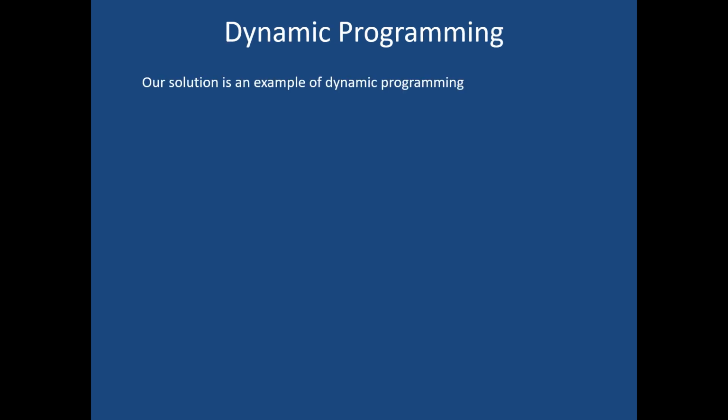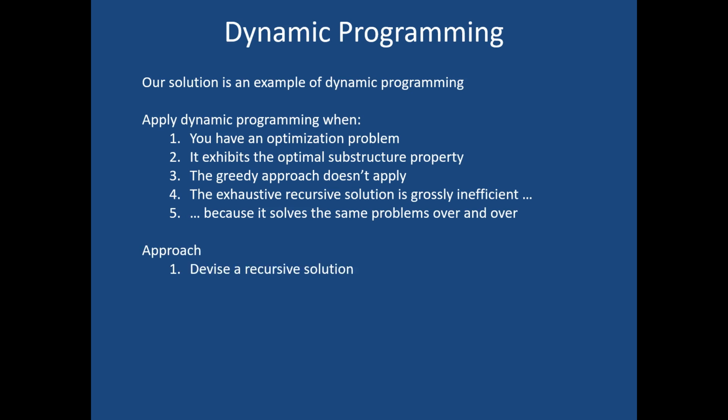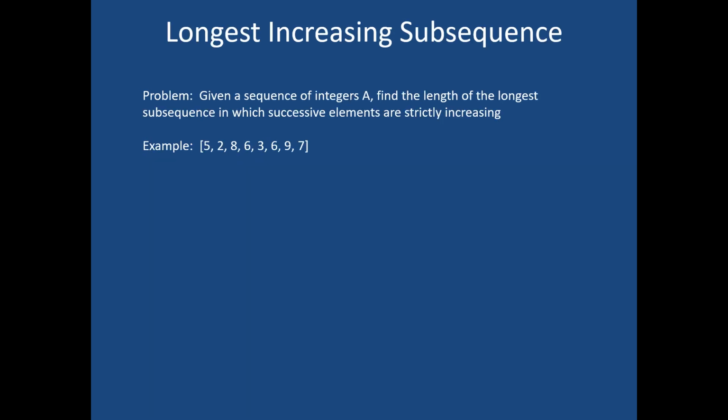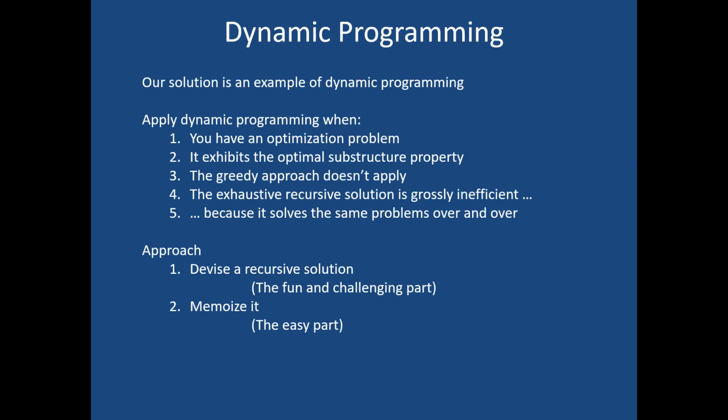With dynamic programming, you've got to have an optimization problem. It's got to have the optimal substructure property, because you've got to be able to solve the subproblems and save them and use them. If you can use a greedy approach, please do. But if you can't find a greedy choice, or if there is no way to make a greedy choice, you can use this.